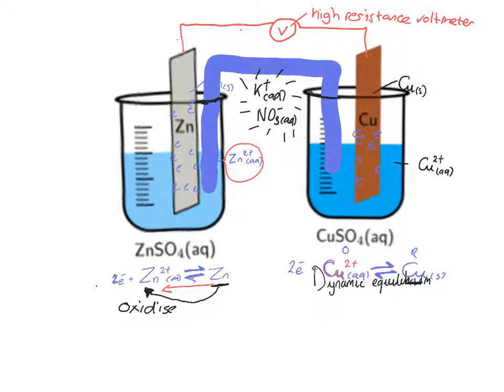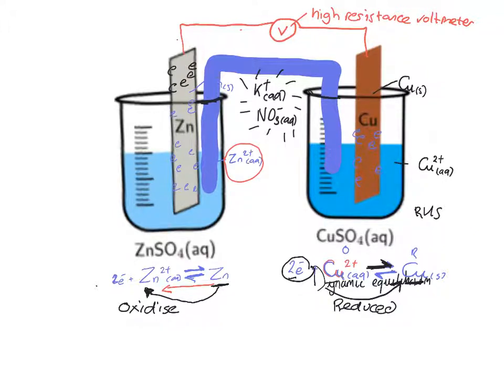On the other hand, in this beaker here on the right hand side, the copper, because it's a less reactive metal, has a tendency to gain electrons, and the equilibrium will shift in the forwards direction and it would tend to become reduced. So naturally, if this equilibrium is moving forward and the copper is gaining electrons, the only place it can get electrons is from the zinc metal.